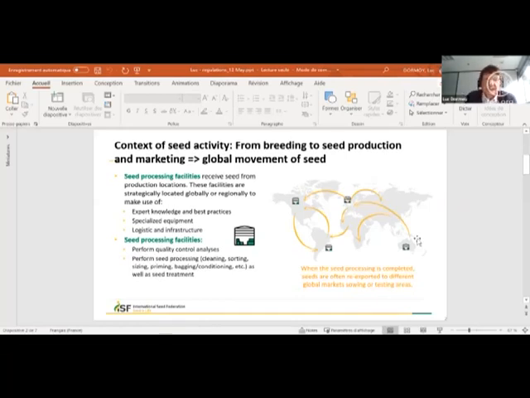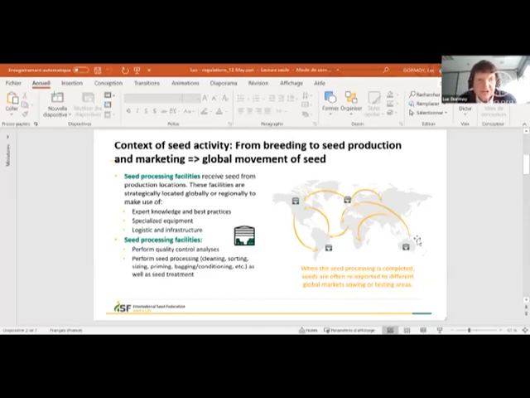The processing of the seeds needs several operations, often cleaning of the seeds, sorting of the seeds, sizing, priming, bagging, conditioning, some operations in order to have a good quality at the end, supported by a strong quality control and analysis for following the process. And when the seed processing is completed, seeds are ready to be exported or re-exported to different global market sowing or testing areas.